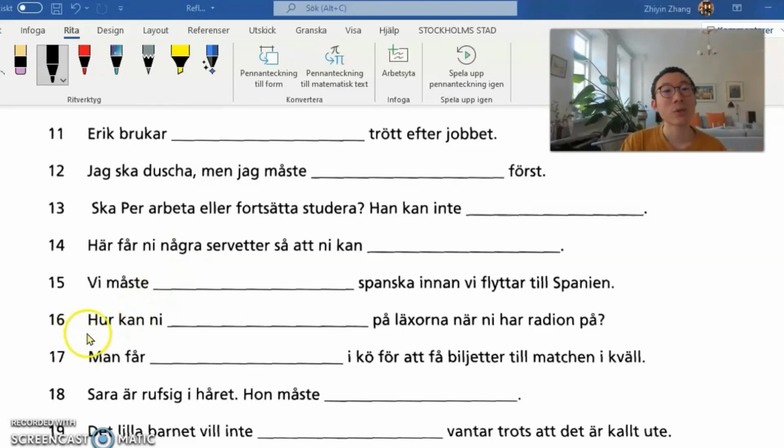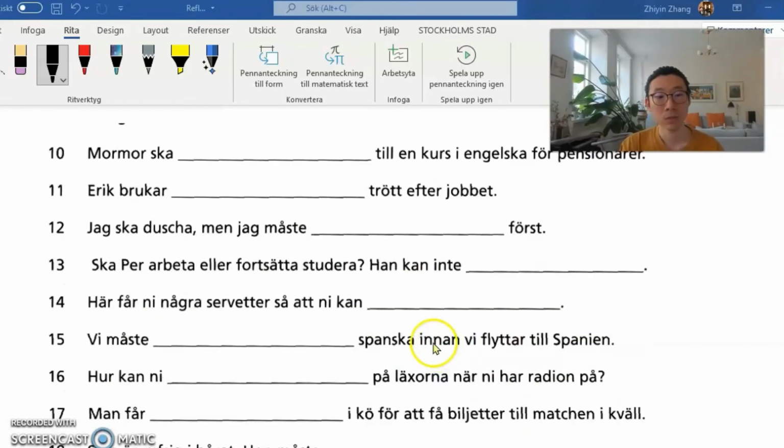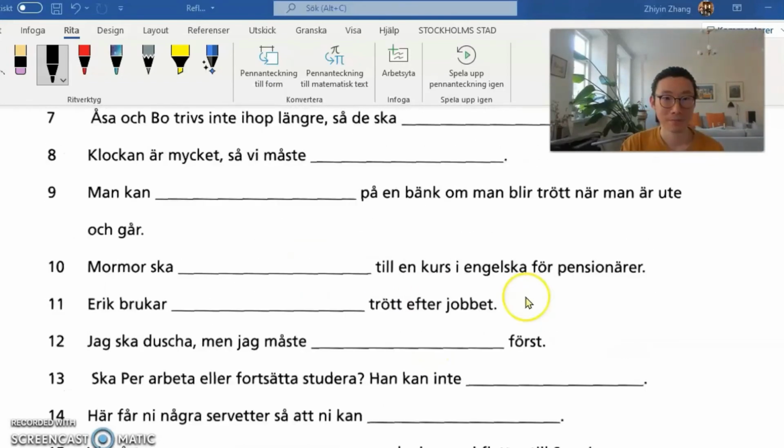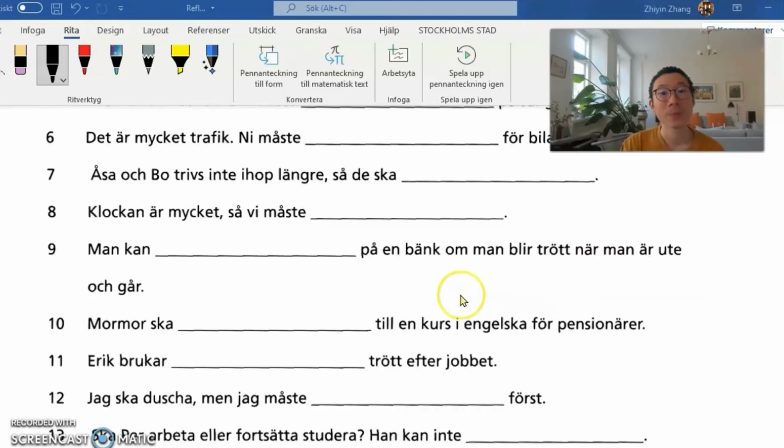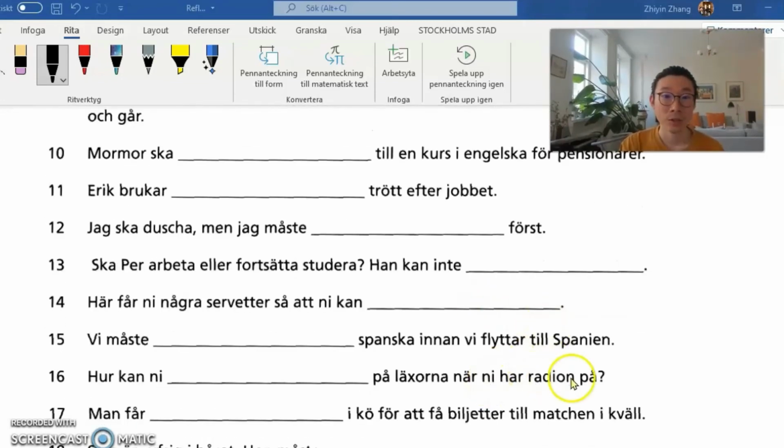Nummer 16. Hur kan ni koncentrera er på läxorna när ni har radion på? So how can you concentrate on the homework when you have the radio on? Hur kan ni koncentrera er?